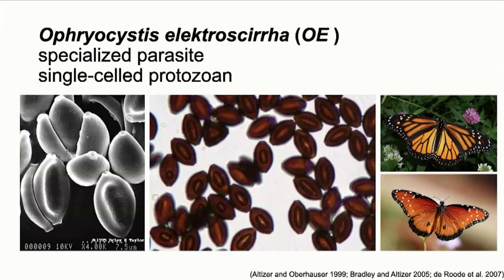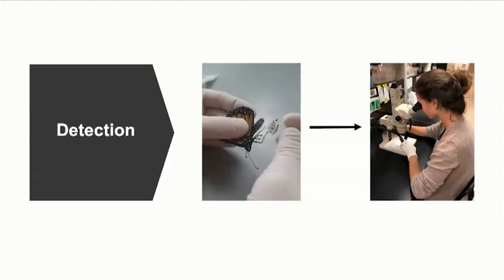And what's really neat about this particular protozoan is that it's easy to detect it. All we have to do is press a clear sticker onto the abdomen and look under a microscope. So no high tech is involved in determining whether or not a monarch is infected.